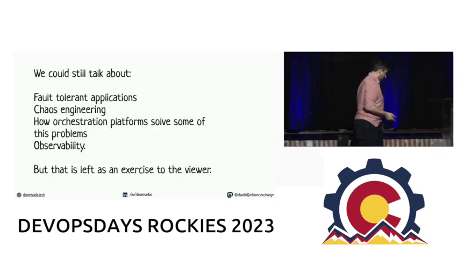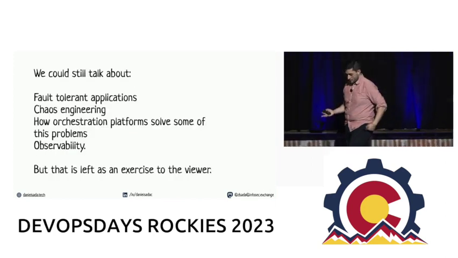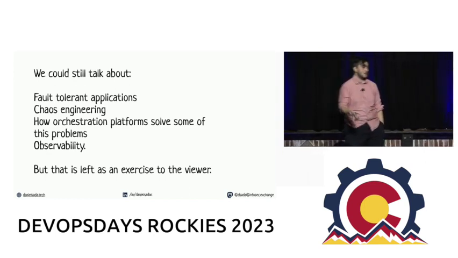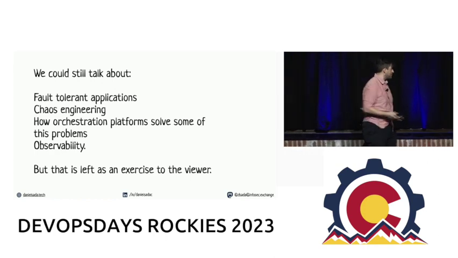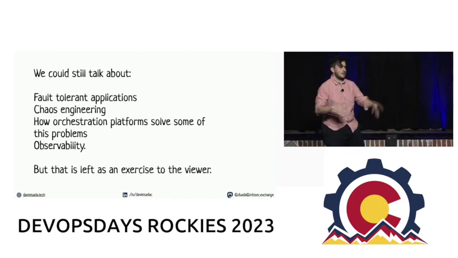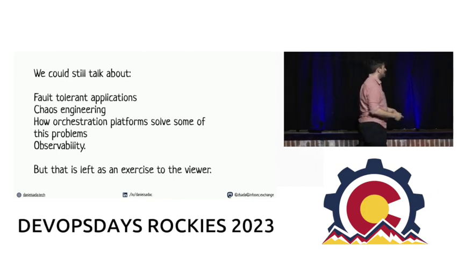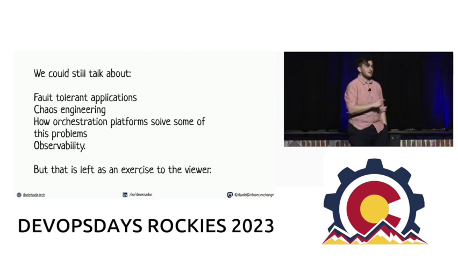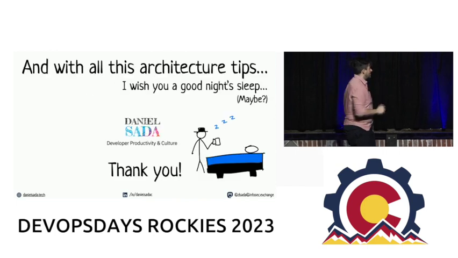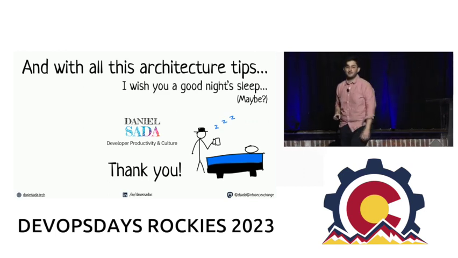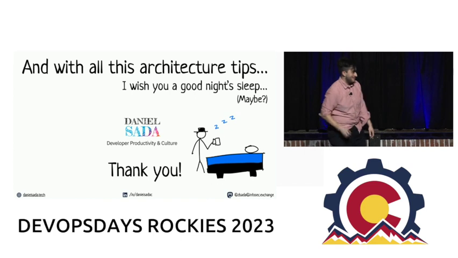And then we can also talk through a lot of things. We could talk about fault-tolerant applications. If you shut a VM down, it should be able to just create another one. We could talk about chaos engineering, where we randomly shut down VMs to test the resiliency of the system. We could talk about orchestration platforms. We can talk about observability, but I'll let you all go find out about that. And I wish you, with all these architecture tips, that you get to sleep at night somewhat within the cloud platform. Thank you.